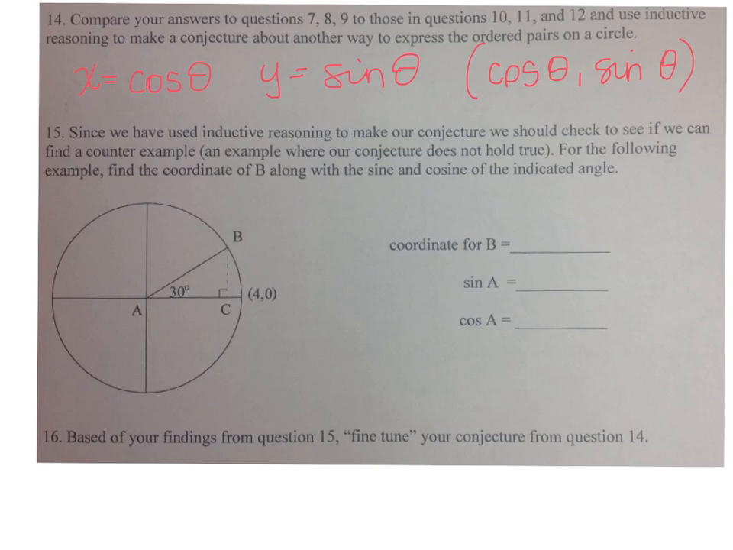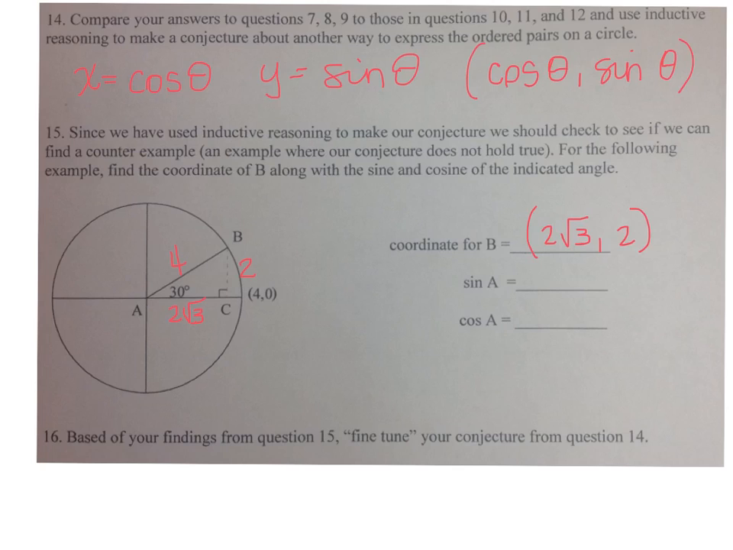Since we've used inductive reasoning to make our conjecture, we should see if we can find a counterexample. Reminder from geometry, a counterexample is an example that it doesn't work. For the following example, use the coordinates of B along with sine and cosine as indicated. Okay, going to pause and fill in the coordinates.